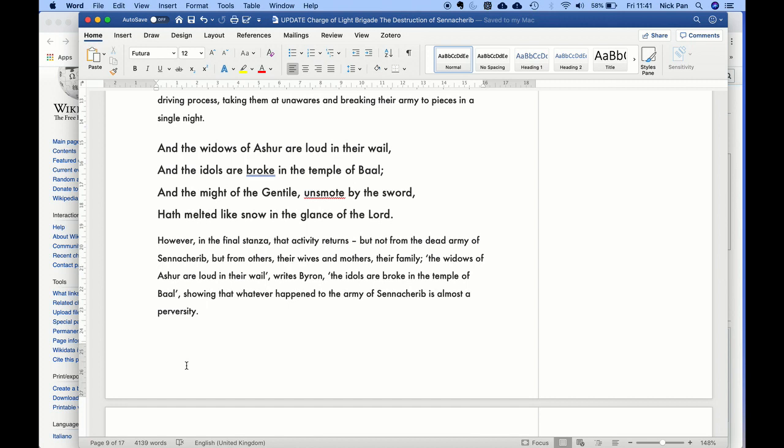And the widows of Ashur are loud in their wail, and the idols are broke in the temple of Baal. And the might of the Gentile, unsmote by the sword, hath melted like snow in the glance of the Lord.